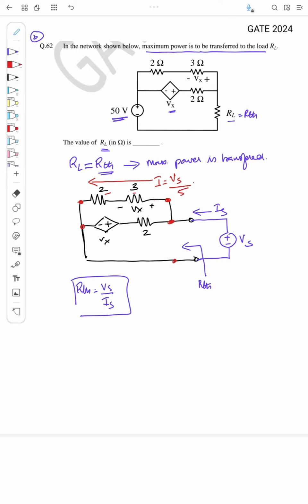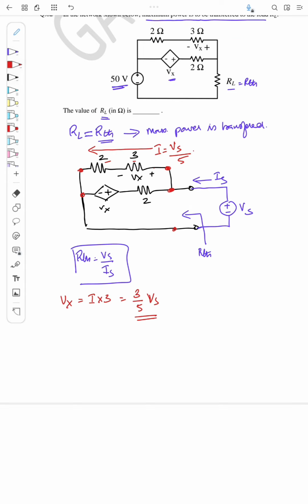If this is the current flowing through 2 and 3, what is Vx here? Vx is the voltage across 3, that is the current through 3 ohm into 3. So 3 by 5 Vs is the voltage across 3 ohm, or Vx. Since this is the current flowing here, the current flowing like this is actually Is minus I, or Is minus Vs by 5, right?